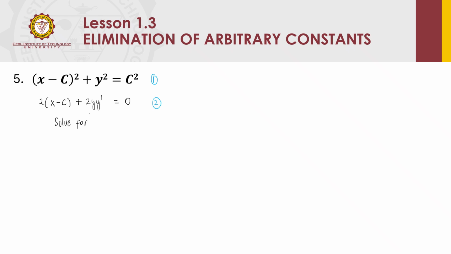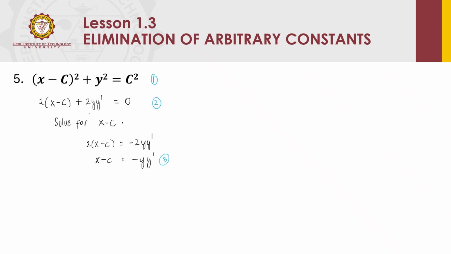Let's start with x minus c. We can divide the whole equation by 2, or let me write it first. So it's 2 times x minus c, and transferring the next term to the right side is negative 2y prime. Dividing the whole equation by 2, we get x minus c equals negative y prime. Let's label this as equation 3.